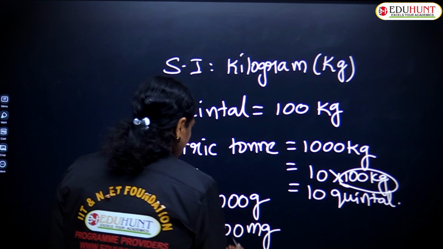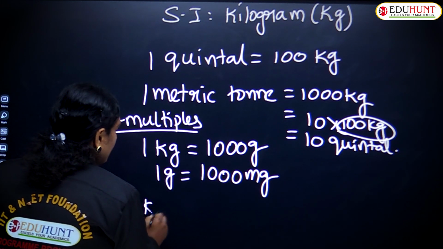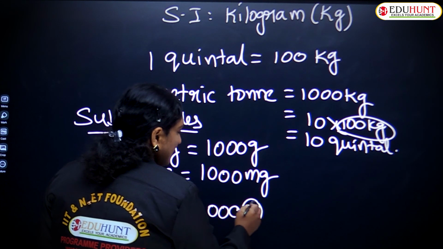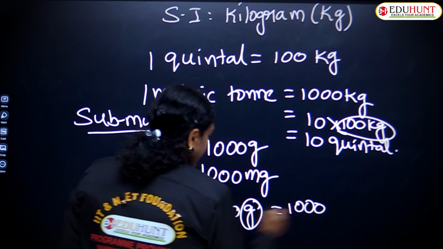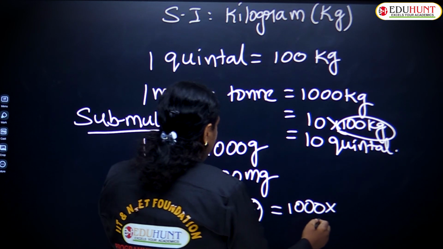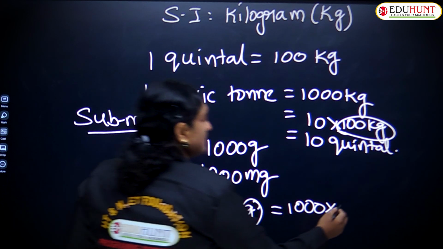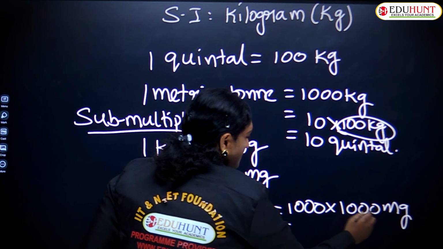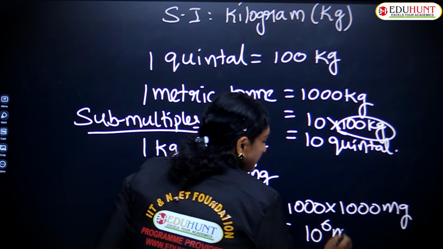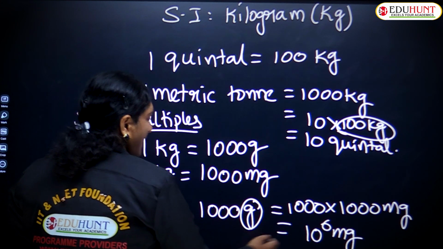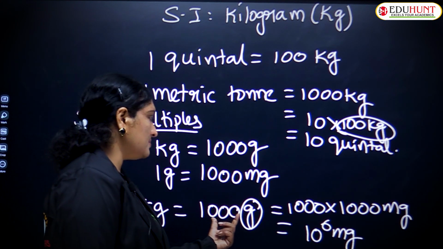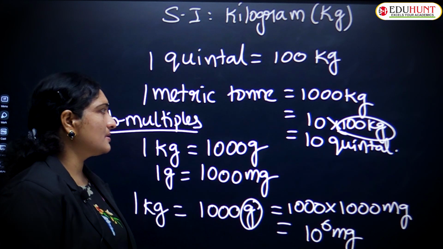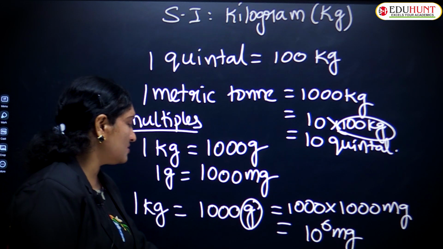That's all. Okay, children? Let me write it also. So 1 kilogram is equal to 1000 grams. Instead of gram, I can write 1 gram as 1000 milligrams. Hence altogether 3 zeros and 3 zeros, you have 10 power 6 milligrams. So 1 kilogram is equal to 1000 grams or 10 power 6 milligrams, whereas 1 gram is equal to 1000 milligrams. So remember this, children.